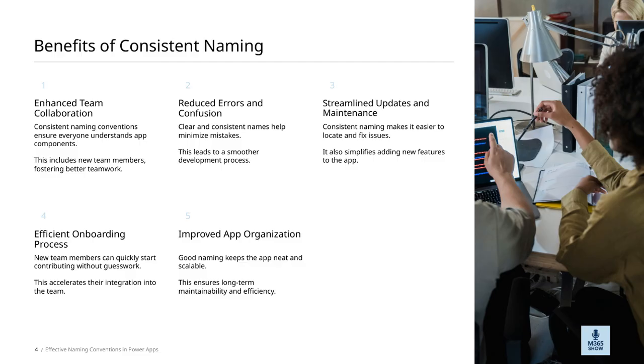Lastly, consistent naming ensures everyone understands what each component does, which is vital for teamwork. Whether it's seasoned developers or new team members, shared understanding fosters better collaboration and aligns the entire team toward common goals. So, by adopting effective naming conventions, we're not just making our apps look better. We're making them more reliable, scalable, and easier to work with for everyone involved.